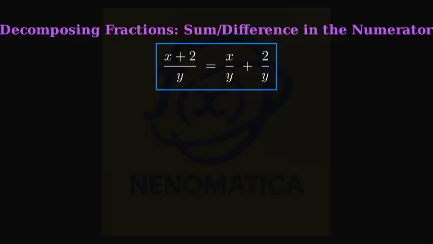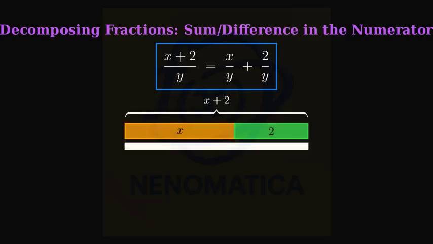If the numerator is a sum, the whole fraction splits into a sum of two simpler fractions with the same denominator. And if the numerator is a difference, it splits into a difference of two fractions. Think of the numerator x plus 2 as two separate pieces sitting over the same denominator y. Splitting the top bar into two parts, one labeled x and one labeled 2, naturally leads to two separate fractions, x over y and 2 over y, added together.